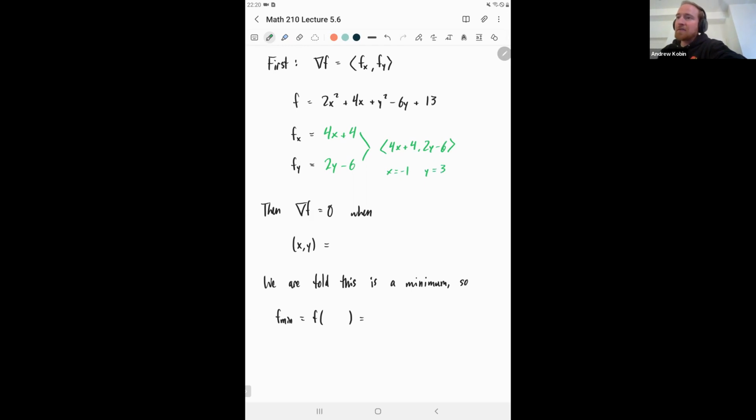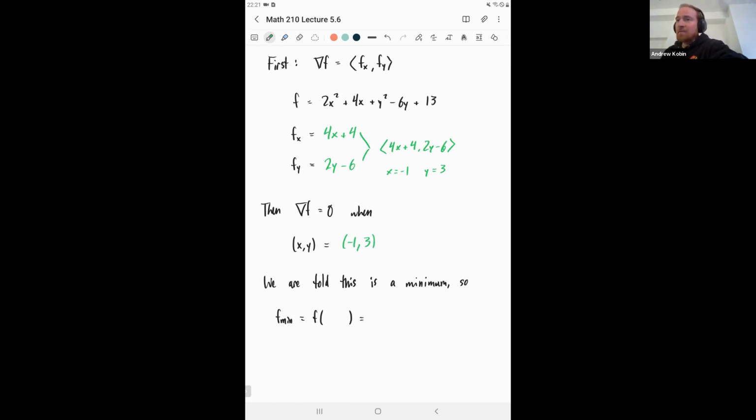Again, it's a linear function. You can solve for y. This could be more complicated in future problems. But in any case, a critical point needs to have both of these components equal to 0. So the x component has to be -1, and simultaneously the y component has to be 3. So there's only one critical point on our list to go check.